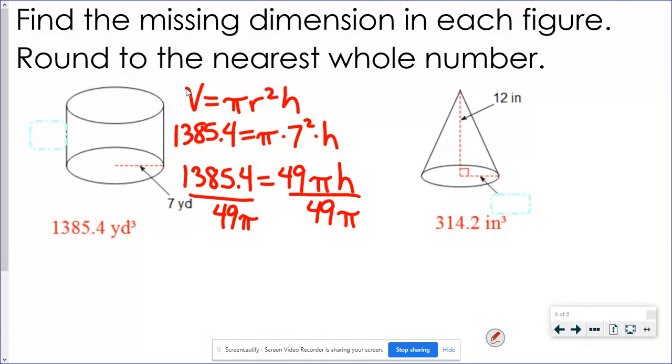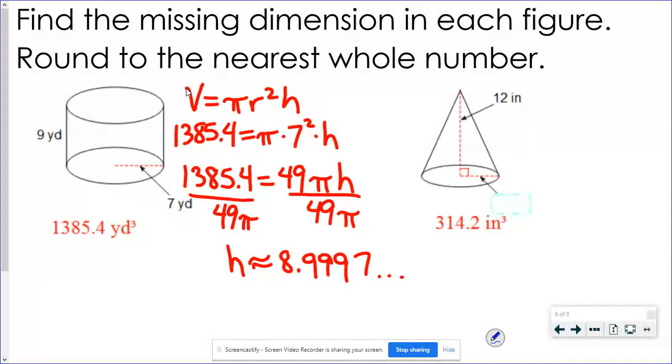The answer that I have here for the height is 8.9997, blah, blah, blah. It's going to keep on going. That is really, really close to 9. That means that my height is going to be 9 yards. Notice it's just yards, not cubic yards, not square yards, just regular yards because it's a measurement.